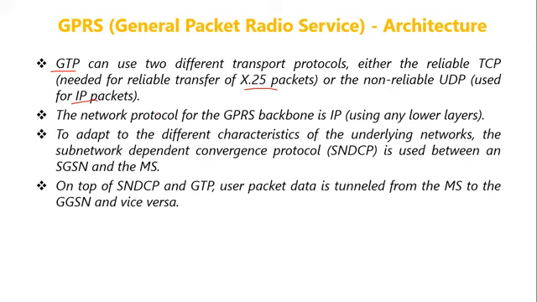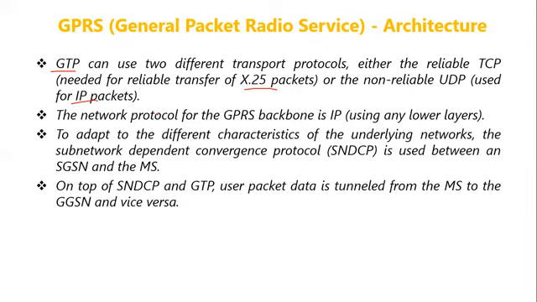On top of SNDCP and GTP, user packet data is tunneled from the MS to the GGSN, and vice versa. SNDCP is the Subnetwork Dependent Convergence Protocol, and it is used in order to adapt GPRS to the different types of networks. So the user data will not be transmitted just like that. It will be transmitted on top of SNDCP and GTP.